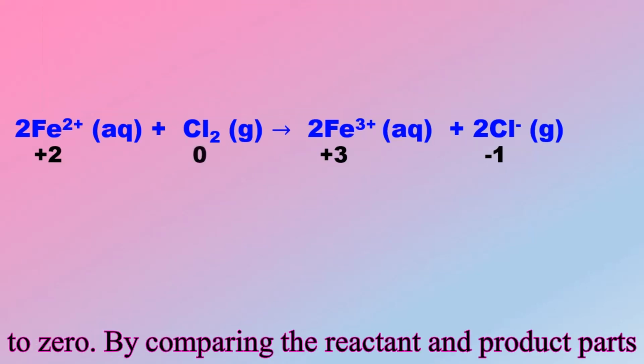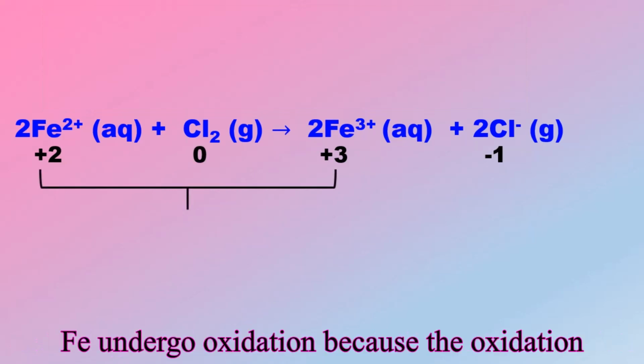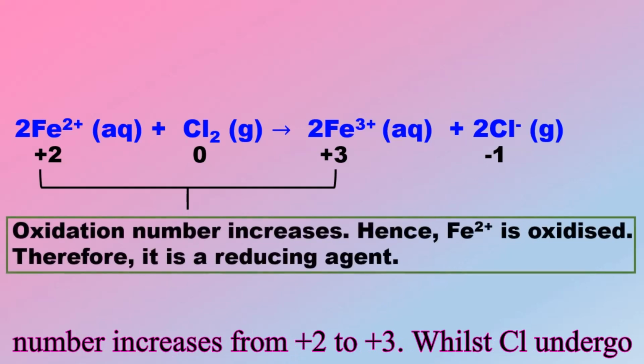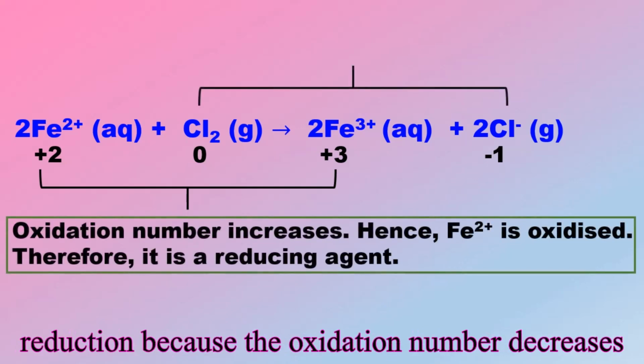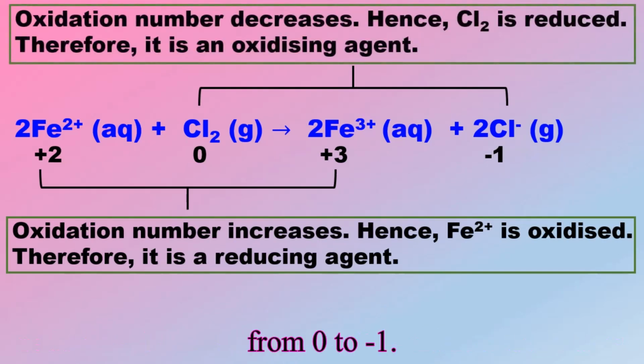By comparing the reactant and product parts, Fe undergoes oxidation because the oxidation number increases from +2 to +3, while Cl undergoes reduction because the oxidation number decreases from 0 to -1.